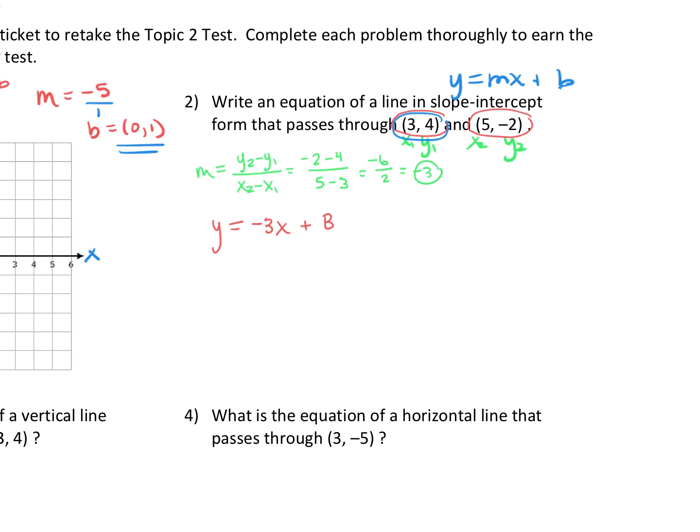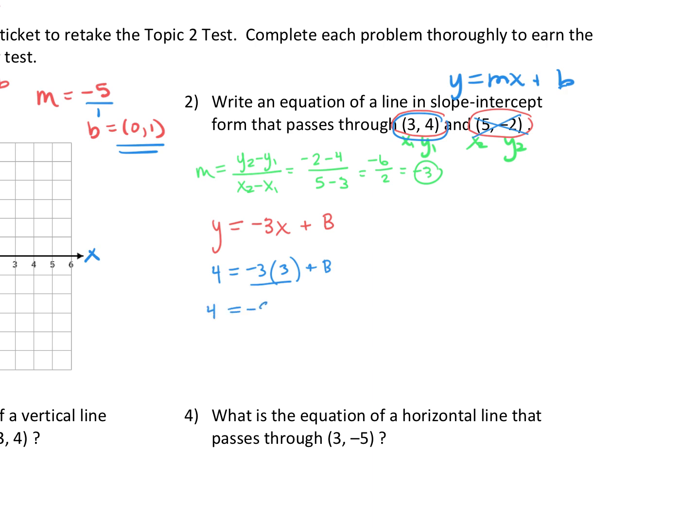So this y equals, I'm going to replace the y with the y from our ordered pair, which is a 4, equals negative 3 times the x from that ordered pair, which is 3. As long as I'm pulling from the same ordered pair, I'm just using one ordered pair. I didn't use that (5, negative 2) to help me get the y-intercept. All right, plus b. Next, we'll just multiply this together.